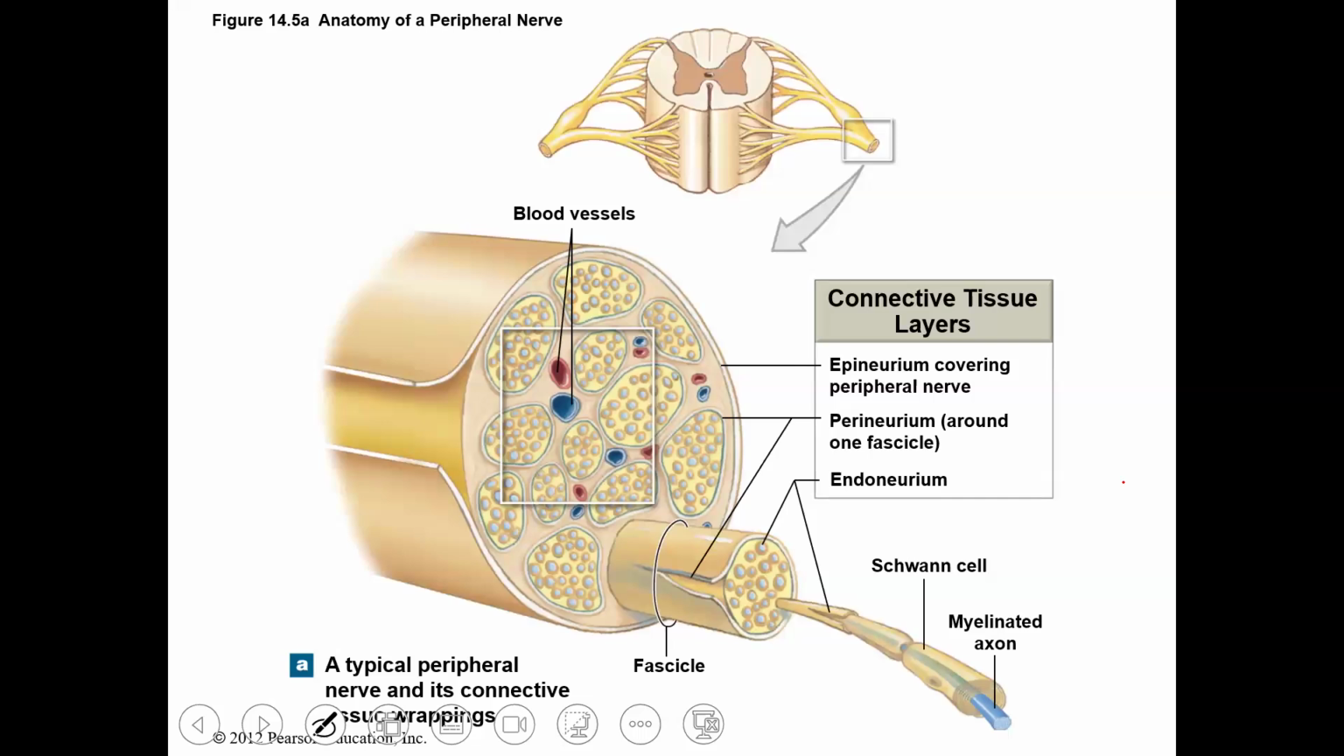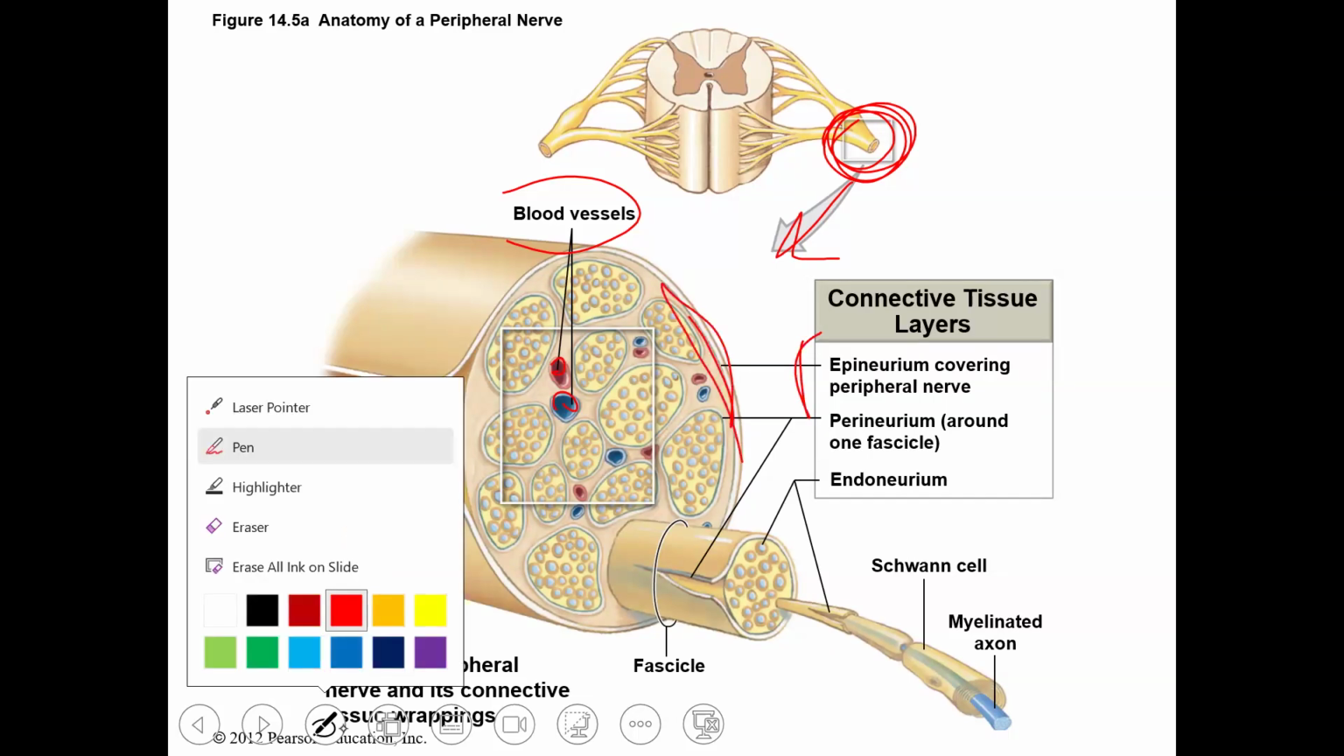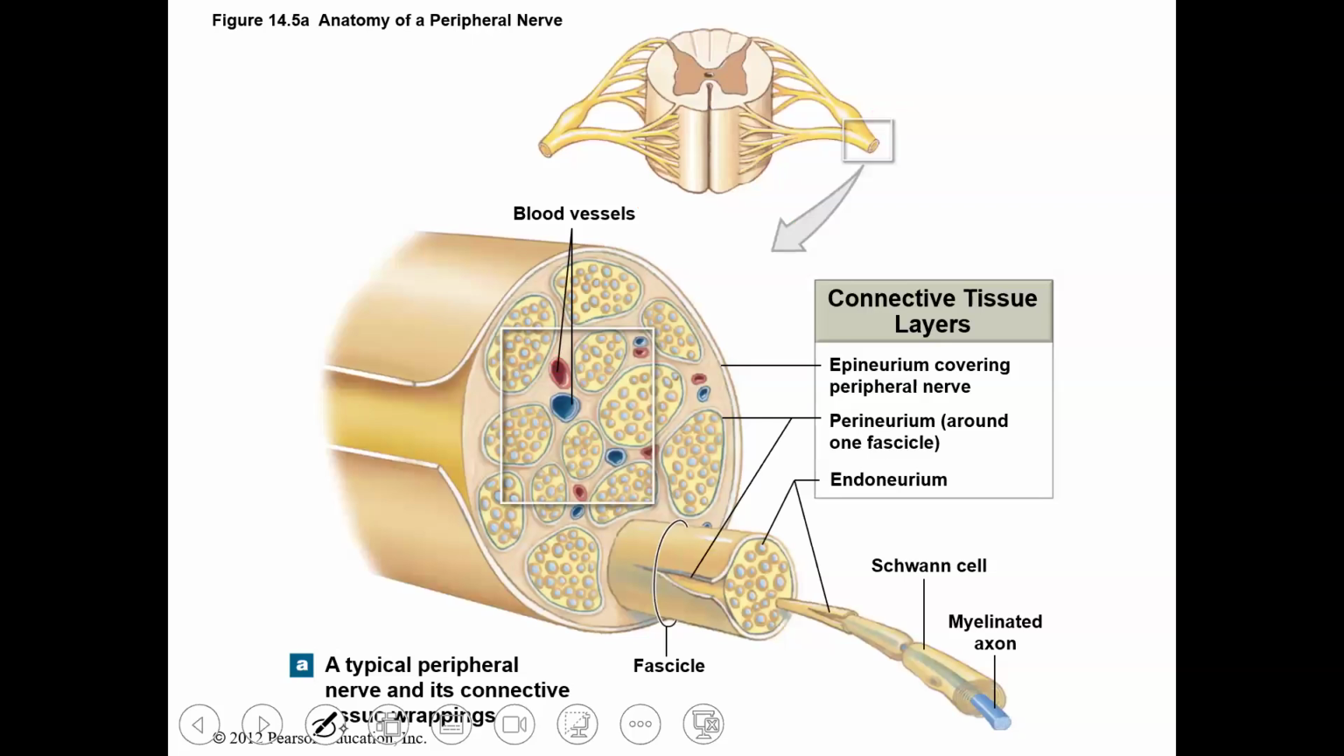And you can see the layers here. So we're looking at this space right here. Okay. You can see the little blood vessels, artery in red, vein in blue. Epineurium is going to be this outermost layer here, epi, covering that whole peripheral nerve. Perineurium is around one fascicle. Okay, so around one fascicle. Endoneurium is going to be this little one right here. Okay, perineurium is around the bundle of wires, and then the endoneurium is just the one wire.